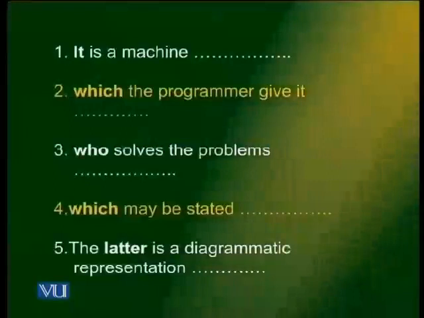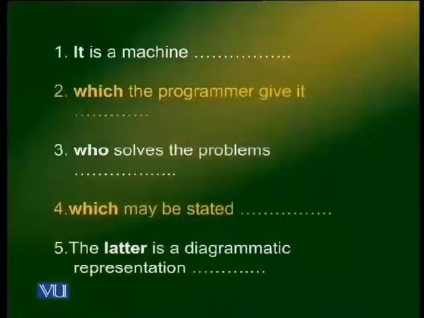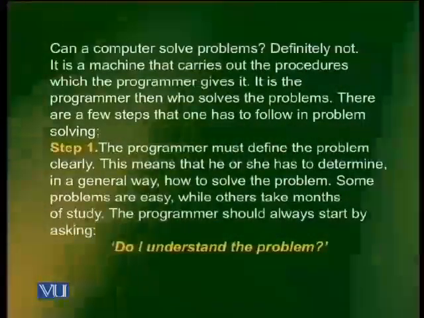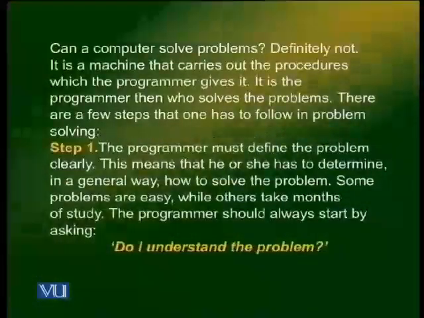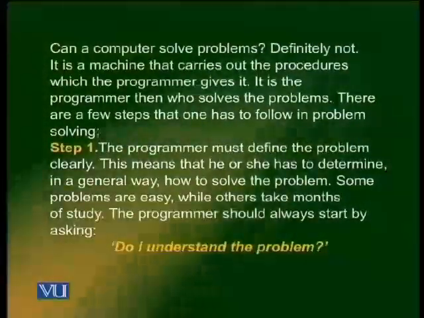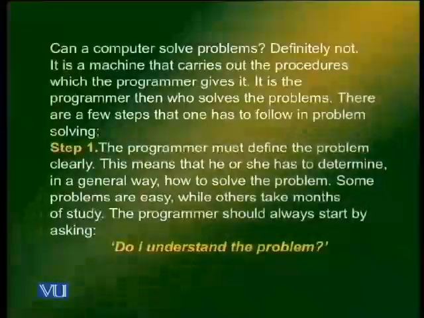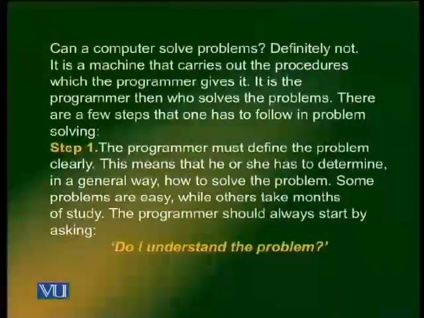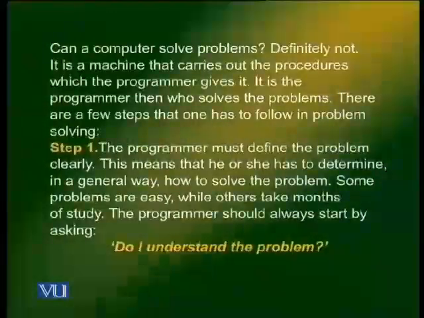Number 1. Look for a word in paragraph 1 where it says, it is a machine. And what does it in this phrase refer to? It is a machine. And it refers to the word computer in paragraph 1. This line occurs in paragraph 1, but you have to tell what the word it refers to. It refers to the word computer.